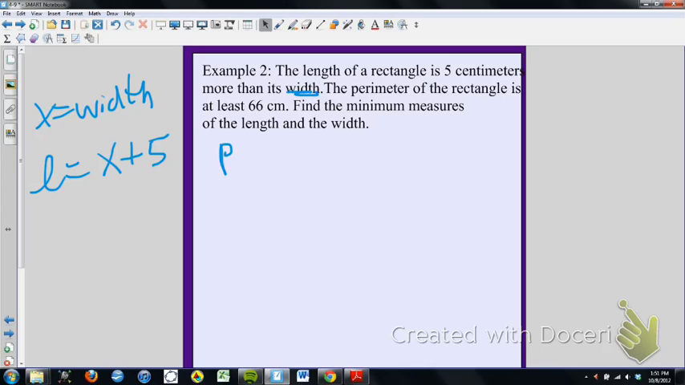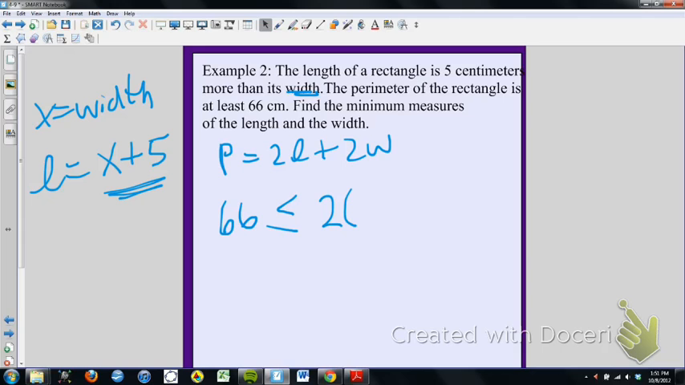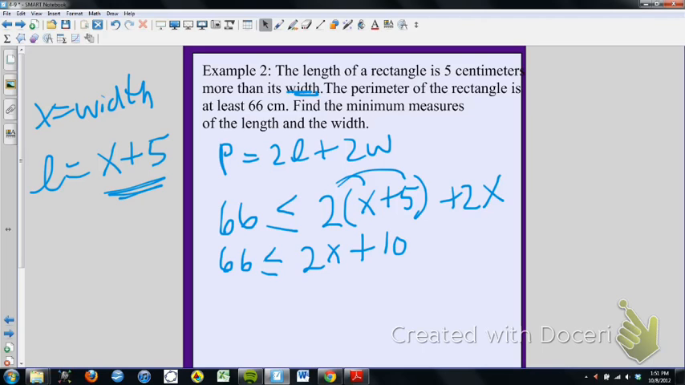And the perimeter we know is 2 length plus 2 width. So putting all the information in, we have the perimeter is at least 66. If the perimeter is here, then the lowest that number can be is 66. So 66 is less than or equal to the perimeter. So 2 times, now this expression is standing in for length, x plus 5, plus 2 times x. X is the width. So let's go ahead and solve this. This would distribute in, so it's 2x plus 10 plus 2x. So 2x and 2x is 4x.